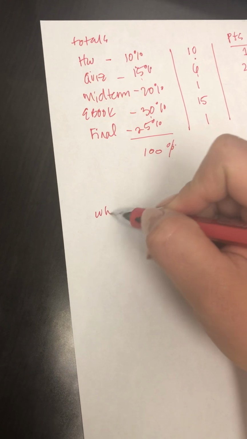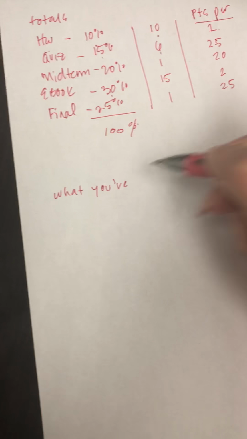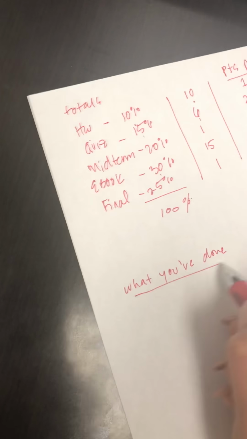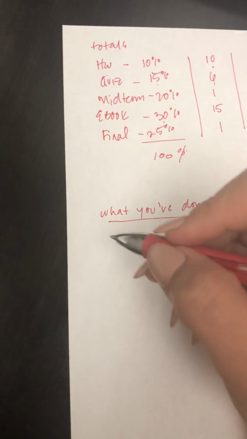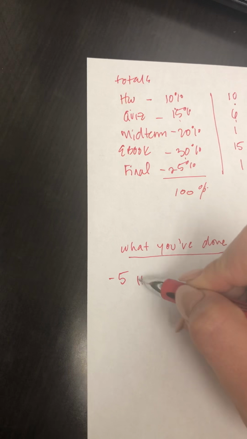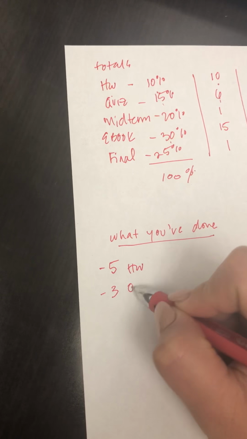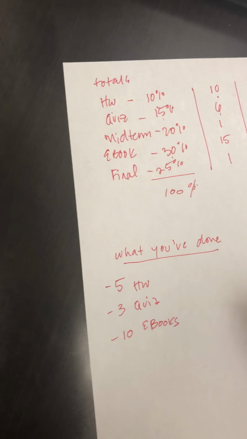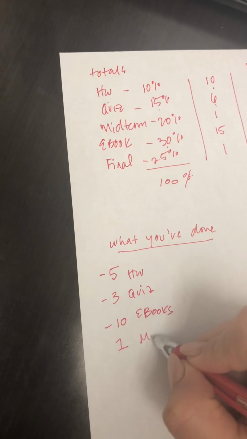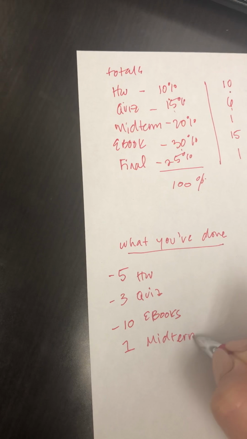Okay, so based on the syllabus, it looks like you guys have completed, let's see, what you've done in the class already. I'm sorry if I'm making you sick from moving this paper a lot, but this was the easiest way to do this. So it looks like you've done 5 homeworks, you've done 3 quizzes so far, you've submitted 10 ebooks, and you've taken 1 midterm, right? Because that was apparently on the 2nd.